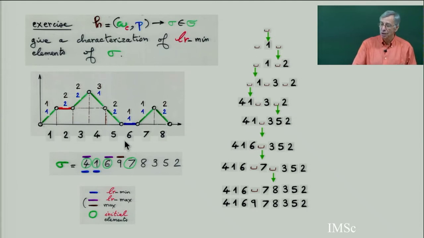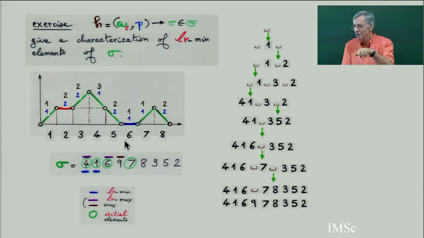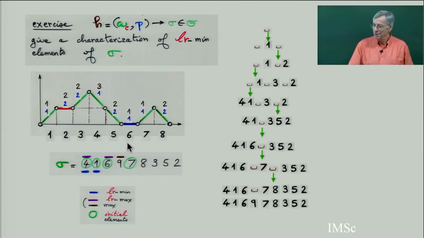In French, people also call this element saillant, or outstanding element. There are four kinds of outstanding elements. So you will see in my slide, the S of sigma will be the number of left to right minimum elements, because S reminds us of the French saillant. Saillant is outstanding, something which is saillant in a temple, in a sculpture. It's something coming out of the wall.